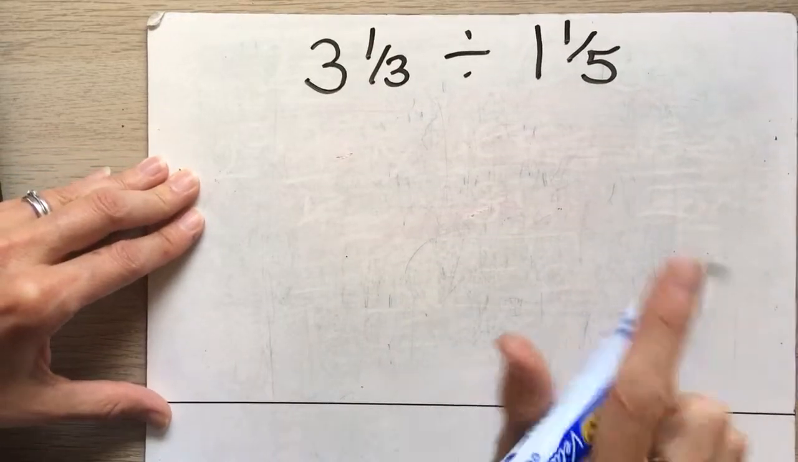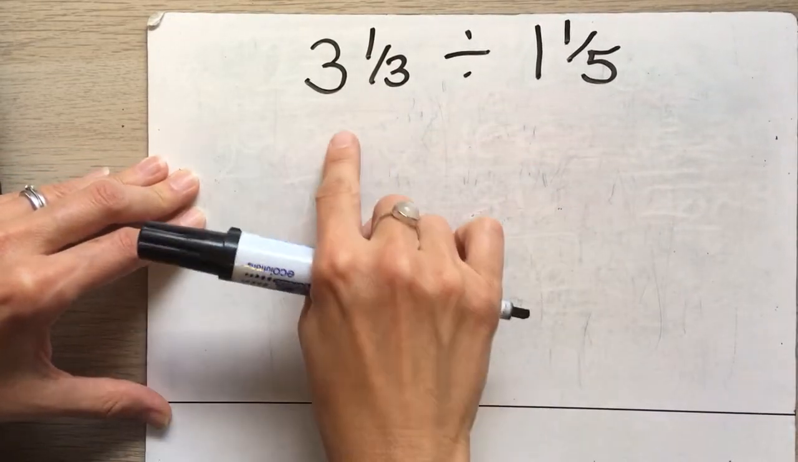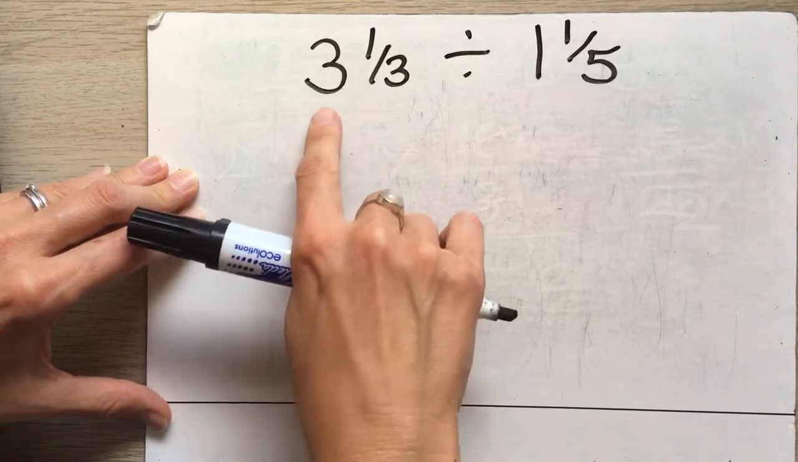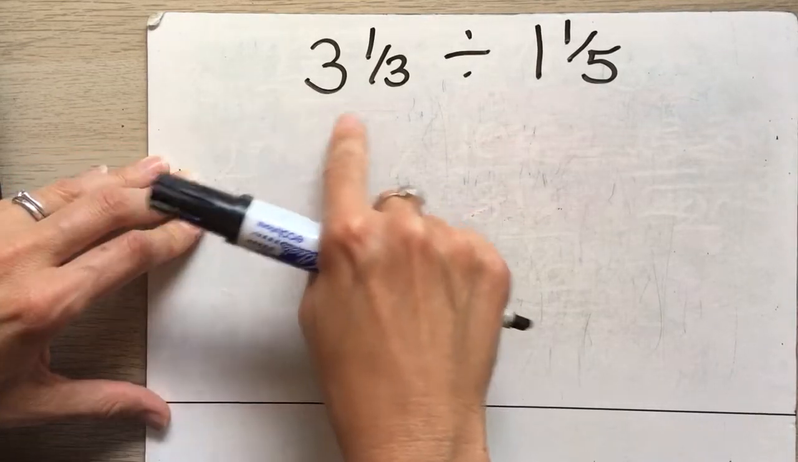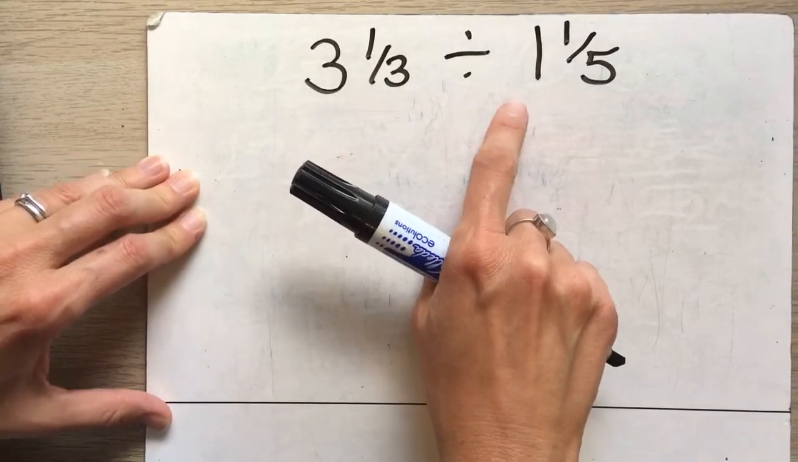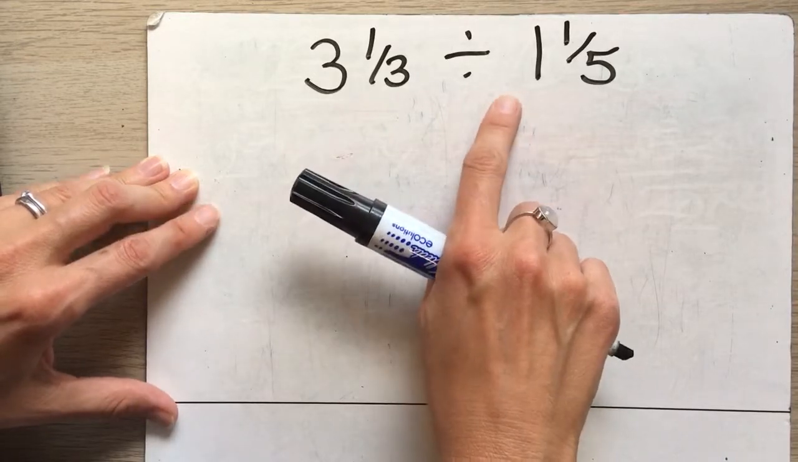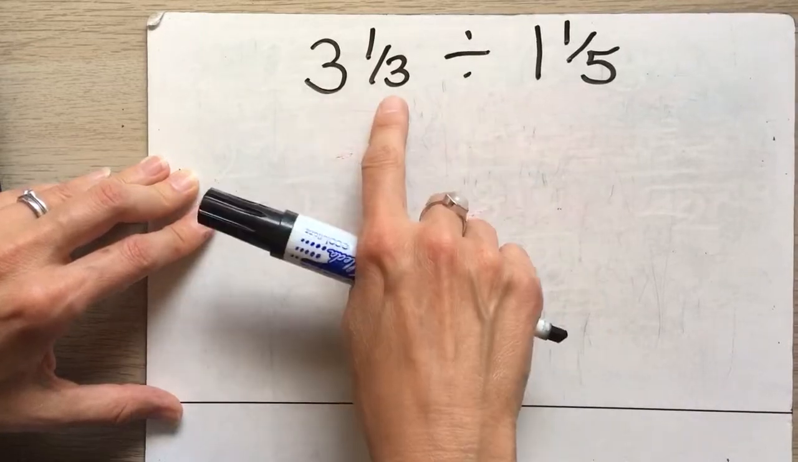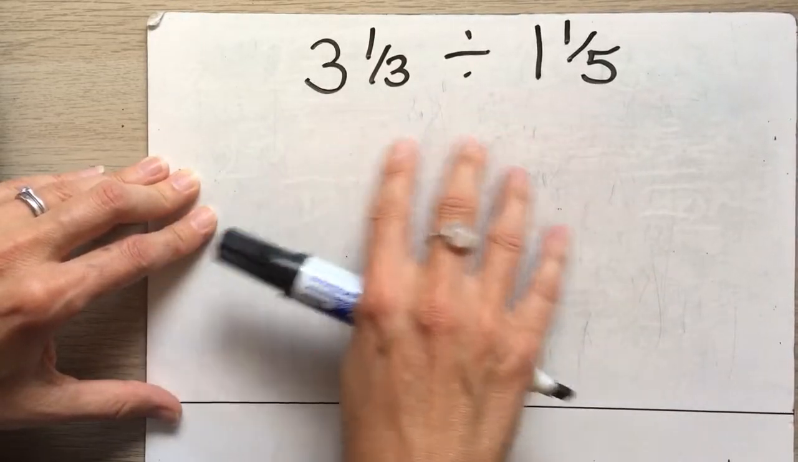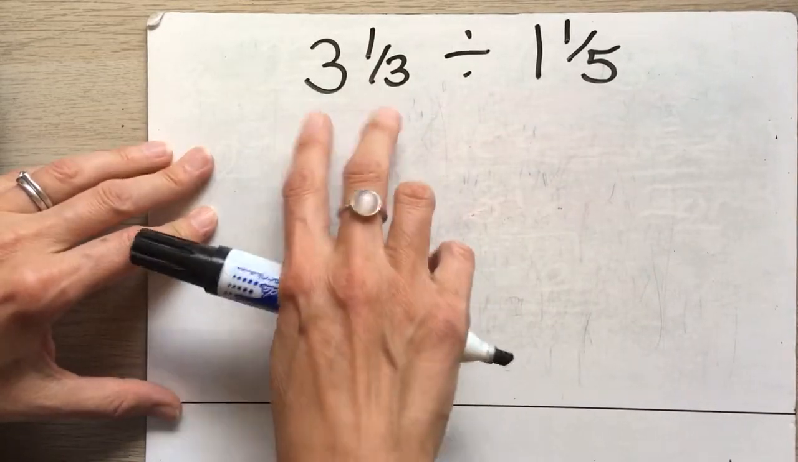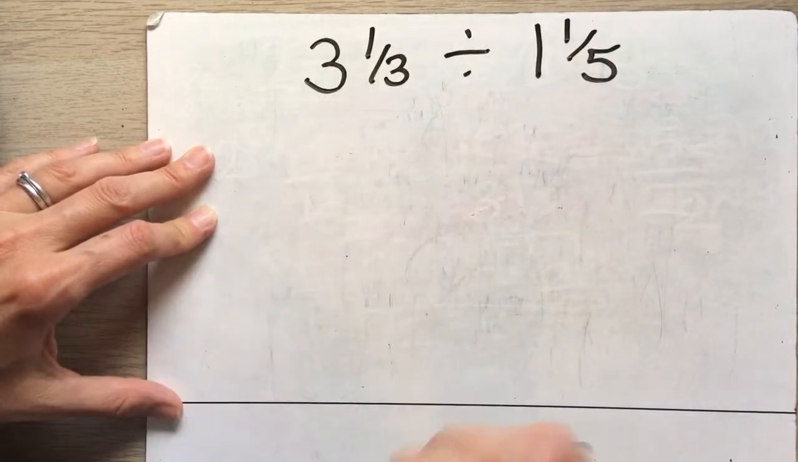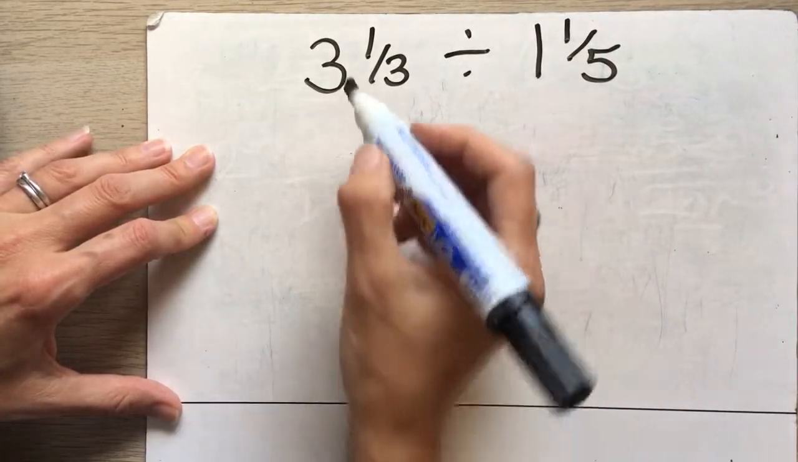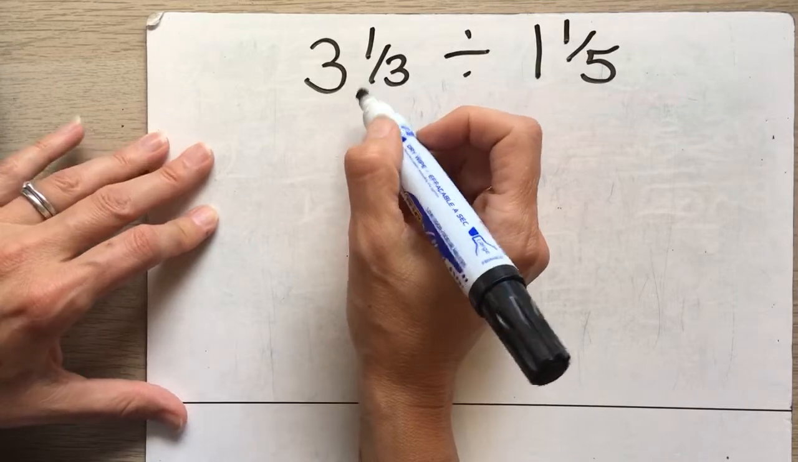We're going to look at how to divide two fractions. Now we have a mixed number, which is a combination of a whole number and a fraction, divided by another mixed number, which is again a whole number and a fraction. And we can't just divide 3 by 1 and 1/3 by 1/5. We have to firstly change both these mixed numbers into improper fractions. So the first step is to change them into improper fractions.